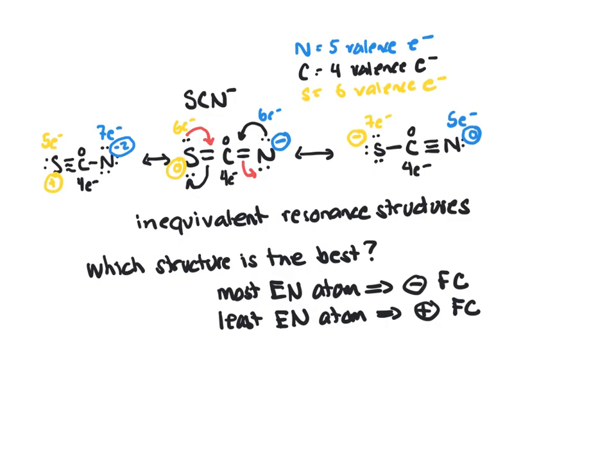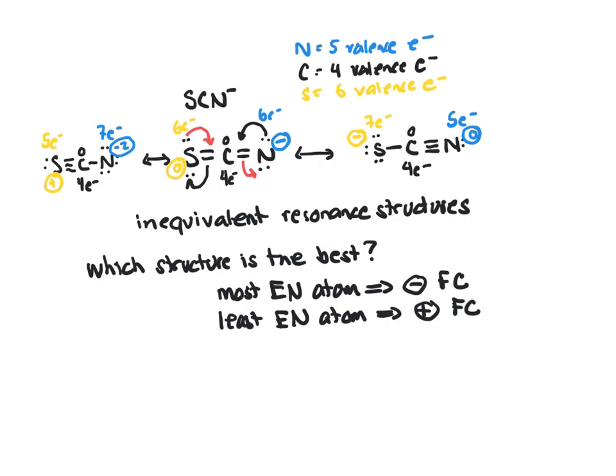So now let's see if we can use our principles to decide which is the best structure. So the least electronegative atom is the carbon, and actually sulfur has about the same electronegativity as carbon does. So carbon and sulfur are the least electronegative atoms, and nitrogen is the most electronegative atom. So here nitrogen has the -2 charge, sulfur has a plus charge. So the least electronegative atom has a plus charge, the most electronegative atom has a minus charge.